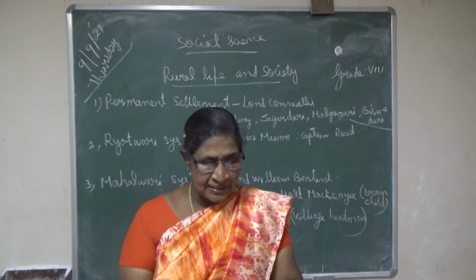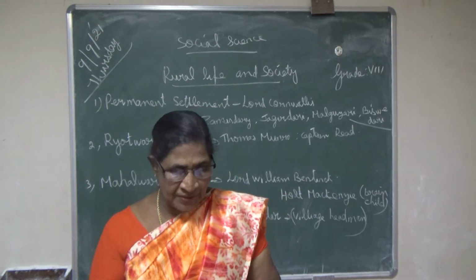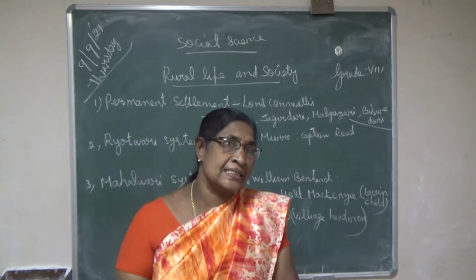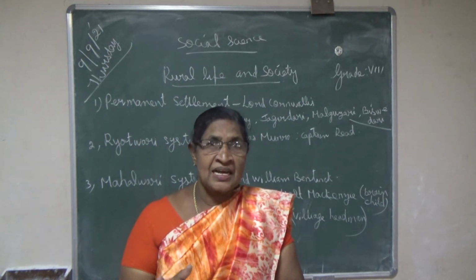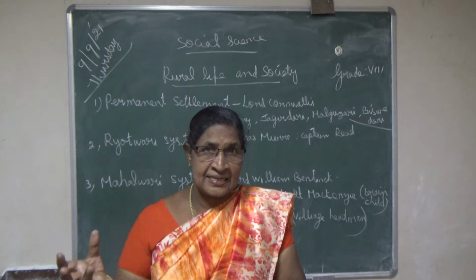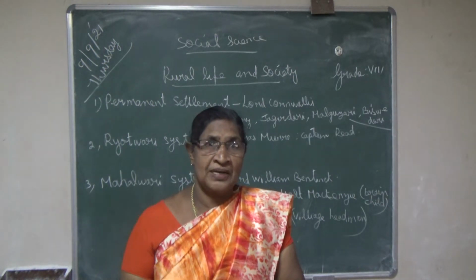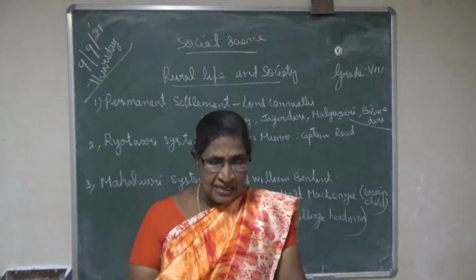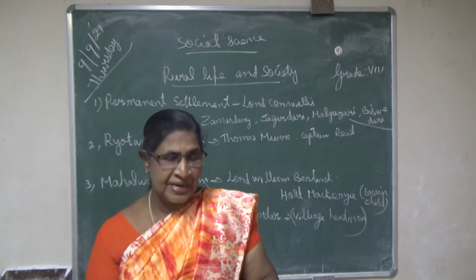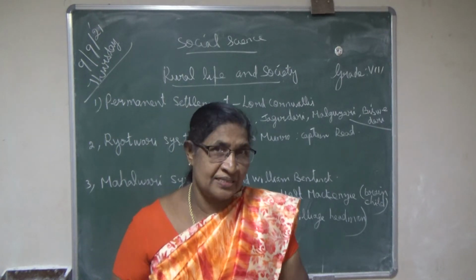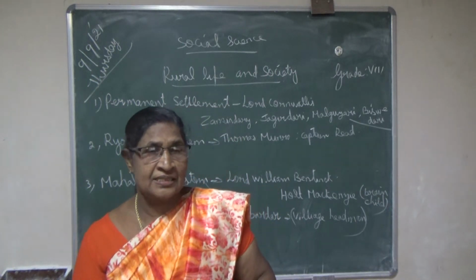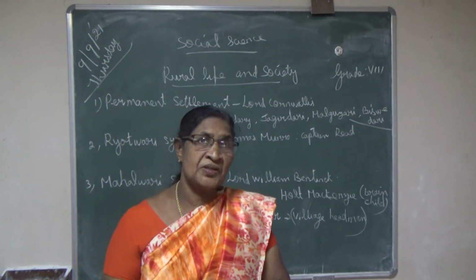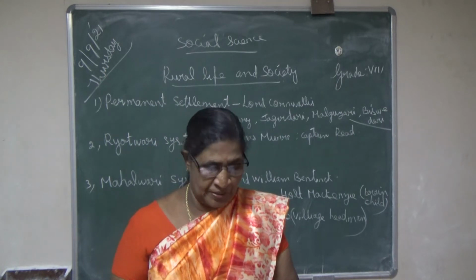Okay. Then next, the peasants, the cultivators, were almost treated as slaves. Why? These Zamindars collected more taxes from the cultivators. So they were treated as slaves. This system made the Zamindars luxurious. Which system? The permanent settlement system made the Zamindars rich or luxurious people.